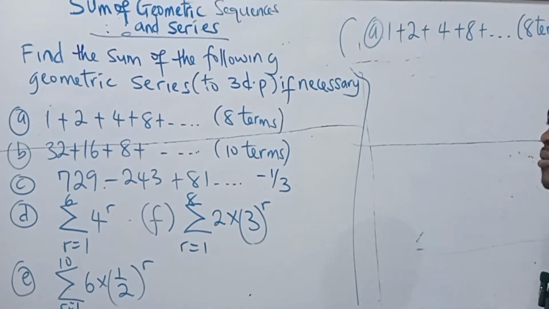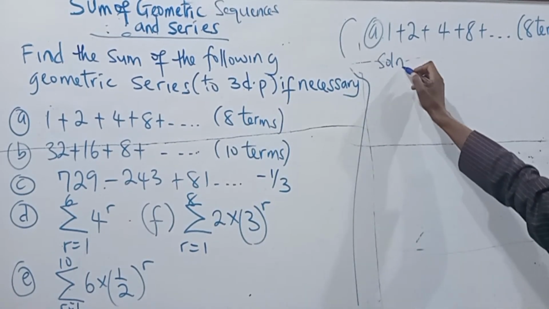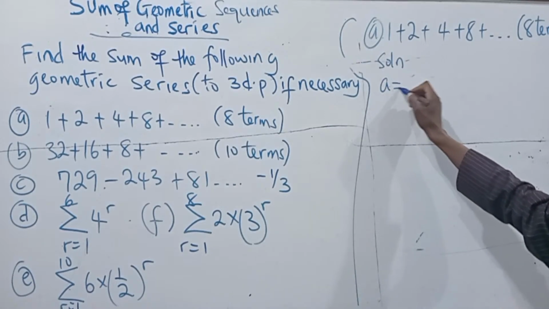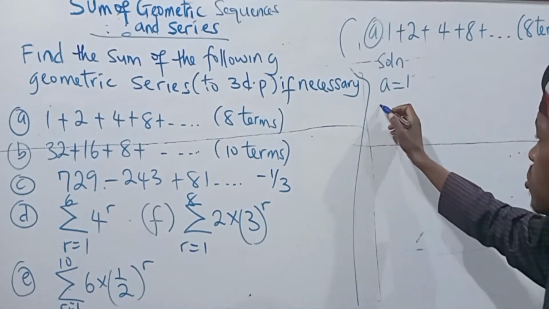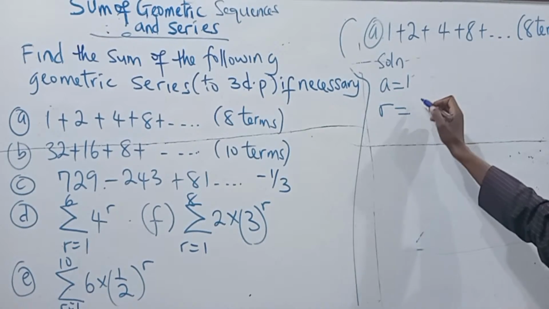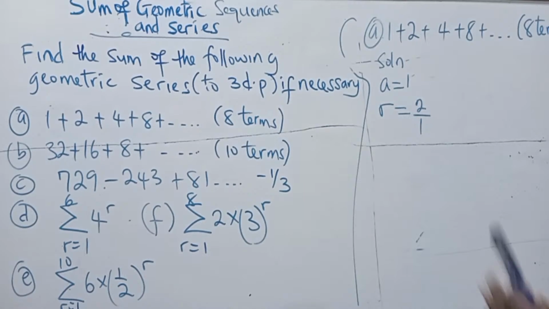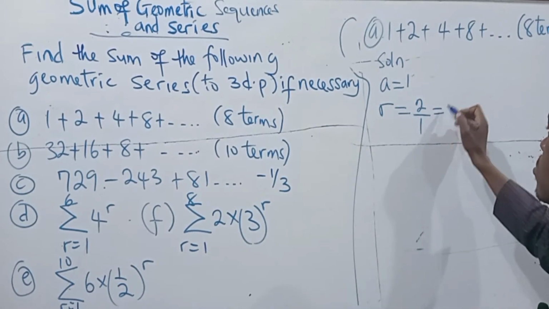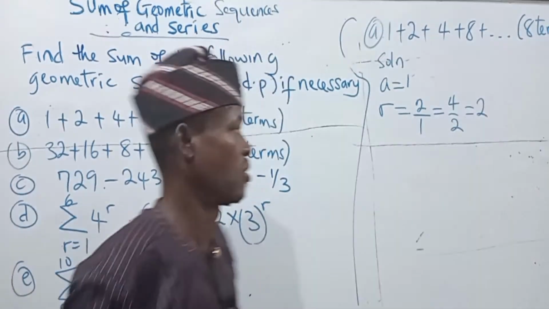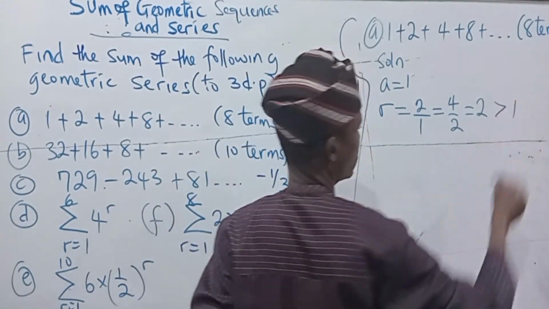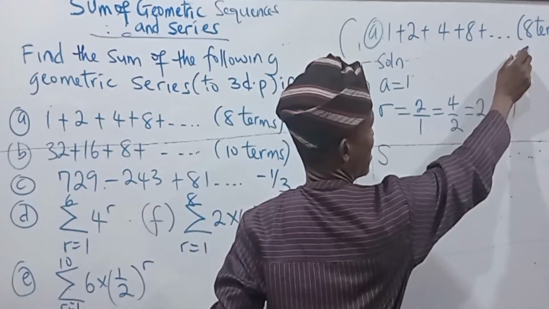So what we're going to do is to begin to state the parameters. The first term, that's a, is 1. We are told it is a geometric series, so we need to get the common ratio, which is the second term over the first term, and at the same time it must equal the third term over the second term. So this is 2, which is greater than 1. So that will make us use this formula for the sum to 8 terms.